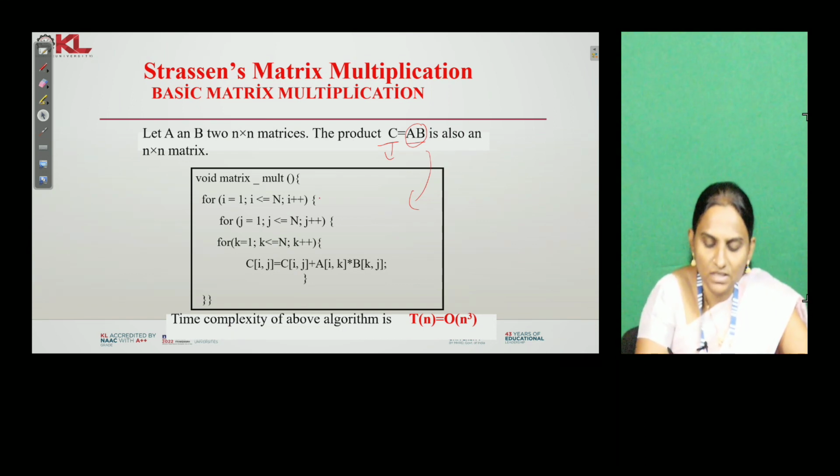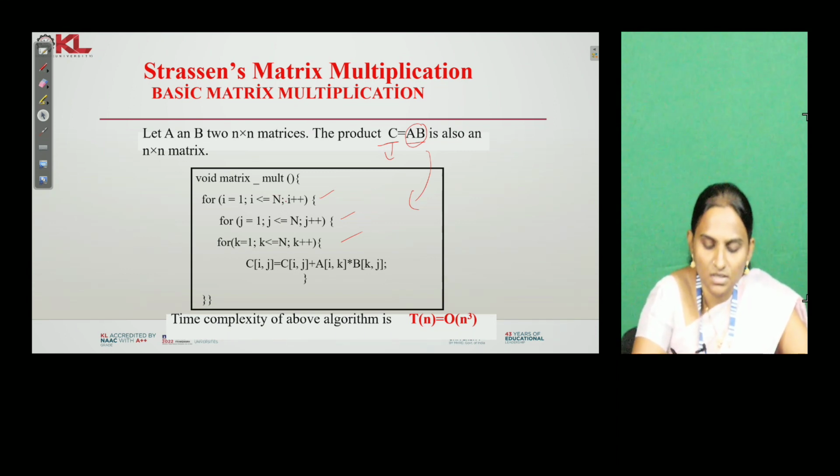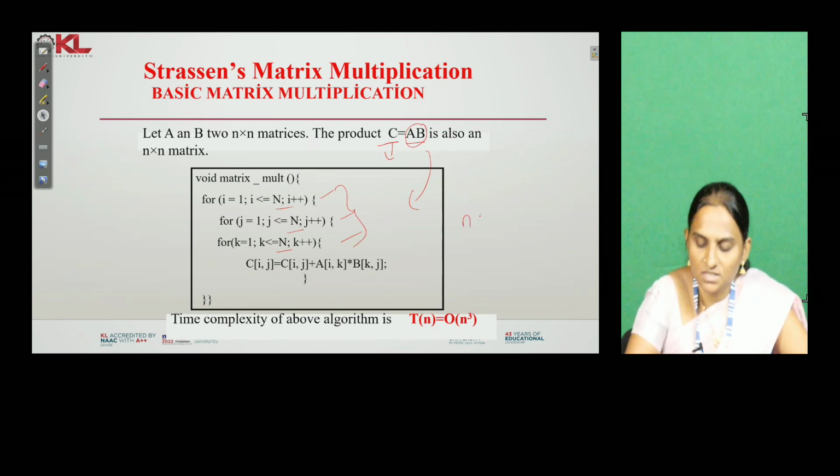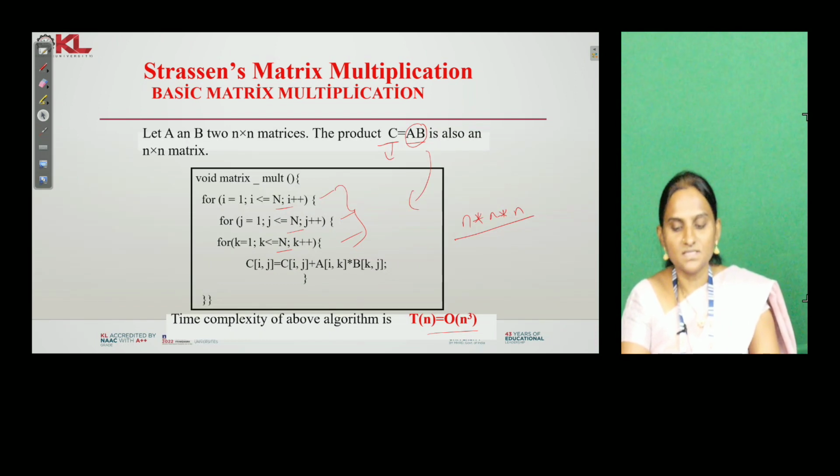Here we are using three for loops. The first for loop is i equal to 1, i less than or equal to n, i plus plus. The second for loop is j equal to 1, j less than or equal to n, j plus plus. The third for loop is k equal to 1, k less than or equal to n, k plus plus. If you are using three for loops, then the time complexity is n into n into n, that is order of n cube. So for the basic matrix multiplication, the time complexity is order of n cube.